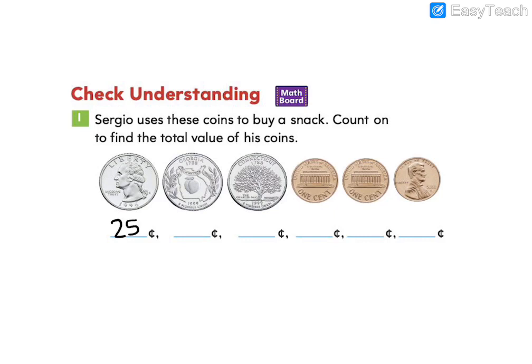So our first quarter is 25, second quarter is 50, third quarter is 75, one more would get us 76, 77, and 78.